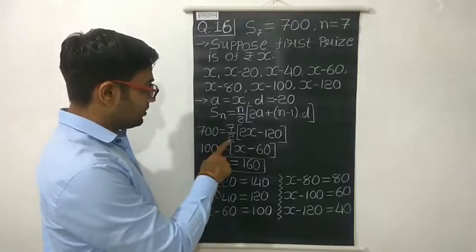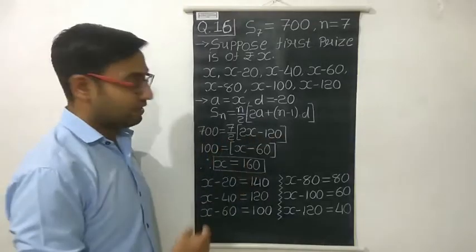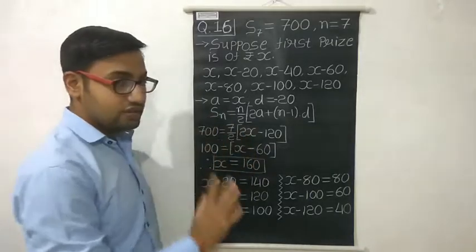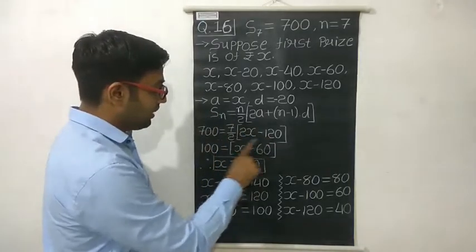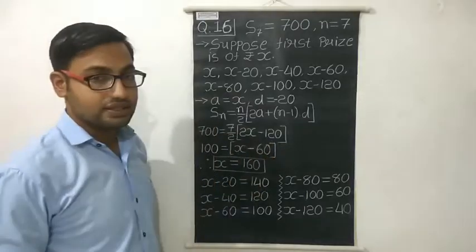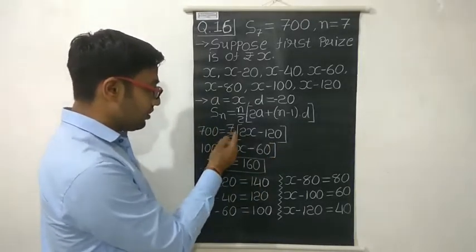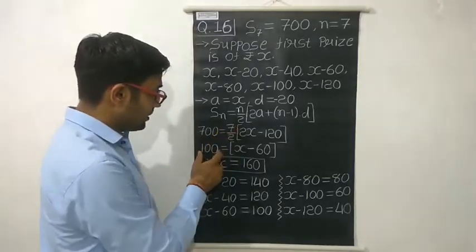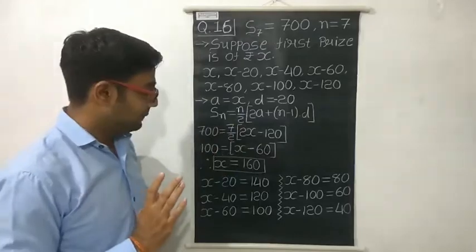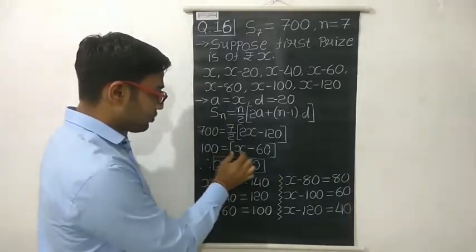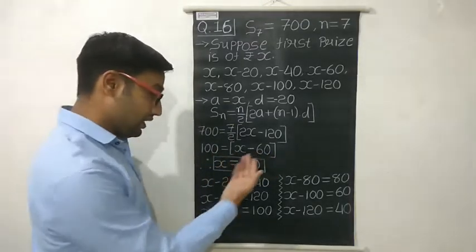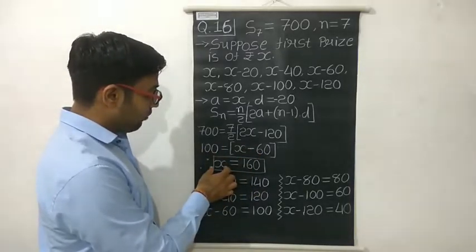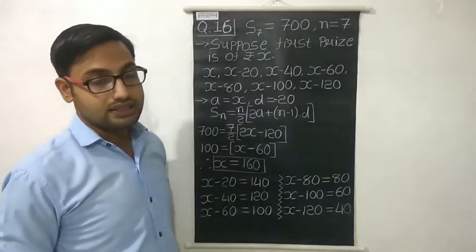Now if we take this 2 inside the bracket, it will divide both the 2x and 120. So the 2 will cancel, only x will remain, and if we divide 120 by 2, we get 60. By taking this 7 to the left hand side, it will divide the 700. So 700 divided by 7 is equal to 100. So now we have 100 is equal to x minus 60. Take this 60 to the left hand side, it will add with the 100. So we will get the value of x equal to 160.